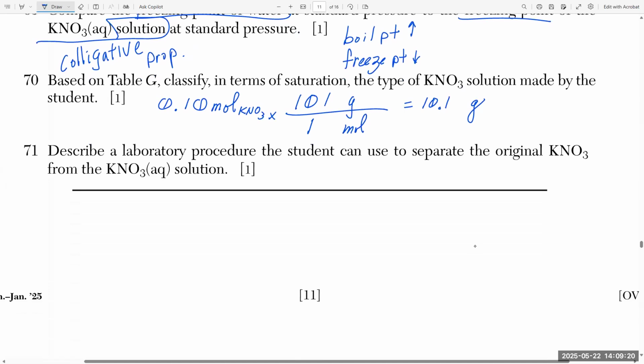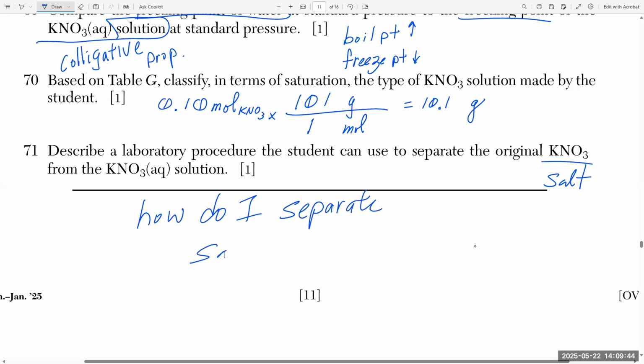You should, right? Describe a laboratory procedure a student can use to separate the original KNO3 from the KNO3 aqueous solution. Well, don't overthink this, right? What is this? Remember we said this is salt, right? Remember, the chemistry definition of salt is anything ionic, and KNO3 is ionic, right? So how do I separate salt from salt water?